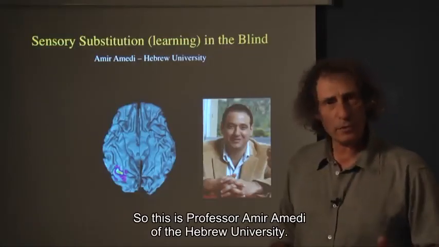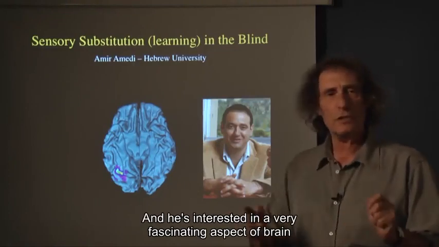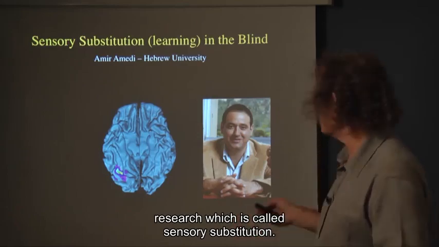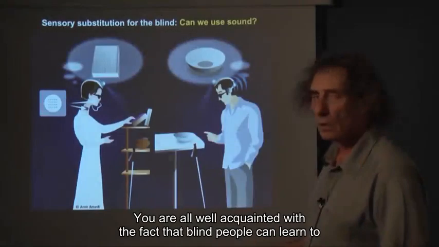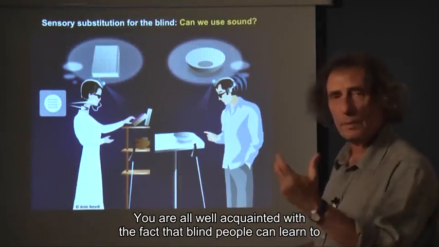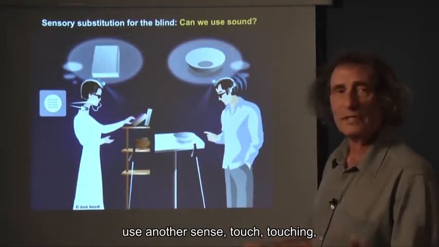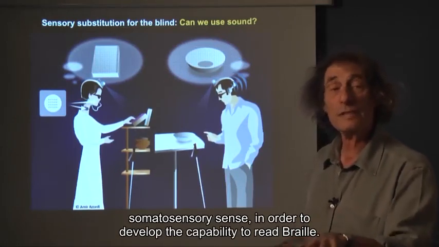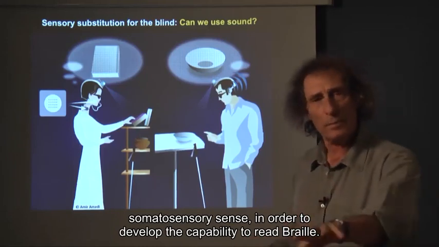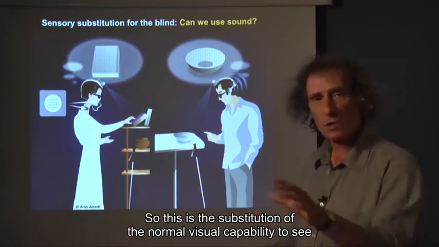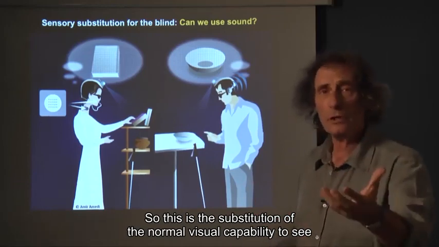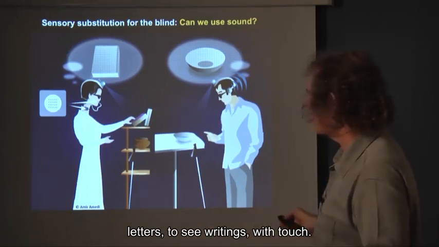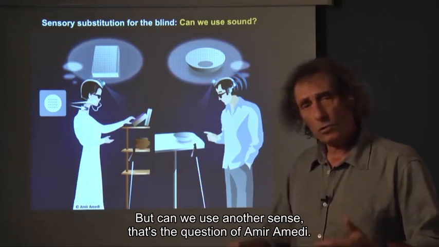So this is Professor Amir Amedi at the Hebrew University, and he is interested in a very fascinating aspect of brain research, which is called sensory substitution. You are all well acquainted with the fact that blind people can learn to use another sense, the touching, somatosensory sense, in order to develop the capability to read Braille. So this is a substitution of the normal visual capability to see letters, to see writings, with touch. But can we use another sense?